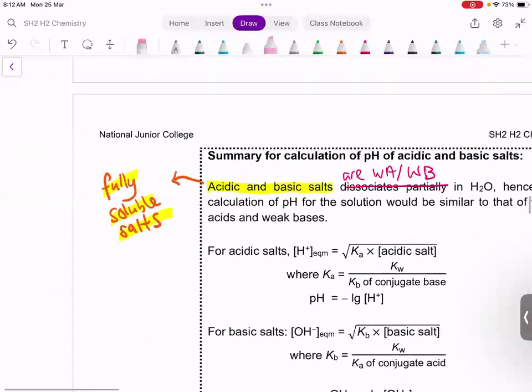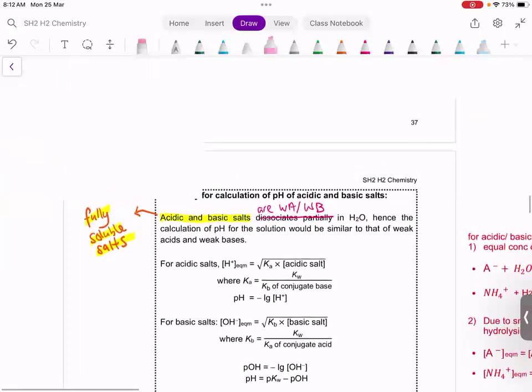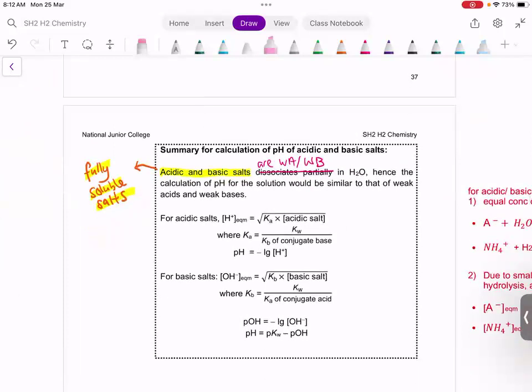So this is the summary of what you are supposed to deduce from the two-word example. As demonstrated from the two-word example, when you work with an acidic salt or basic salt, remember, they come from fully soluble salt.